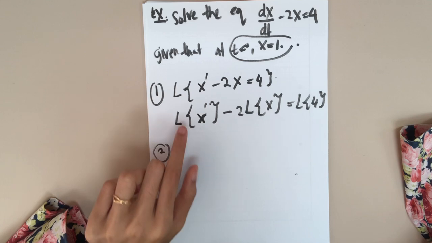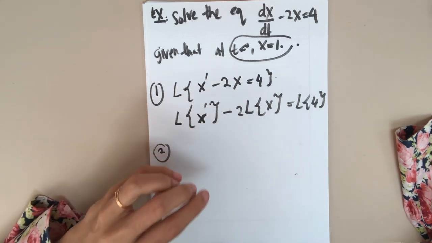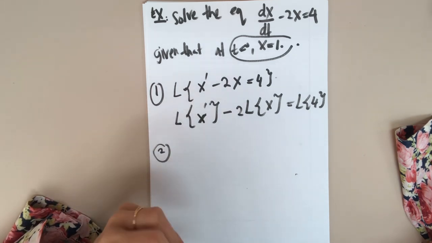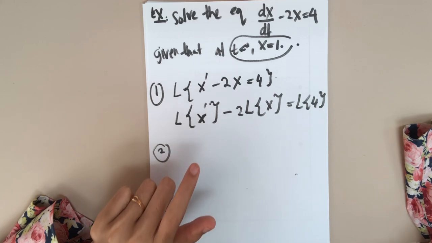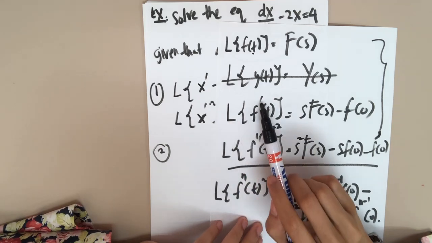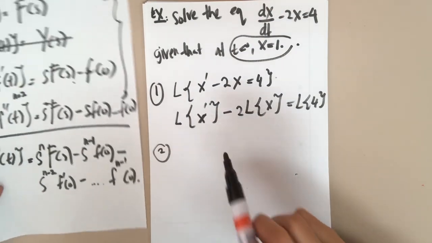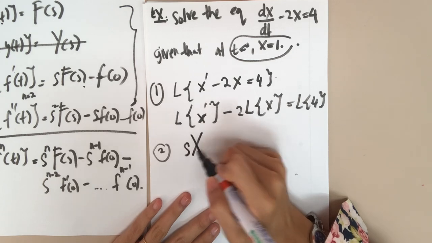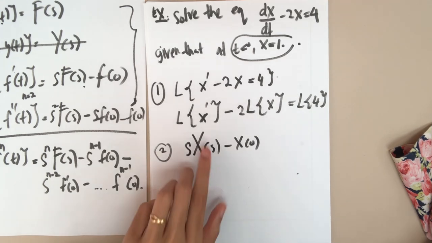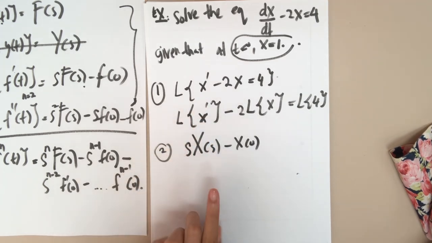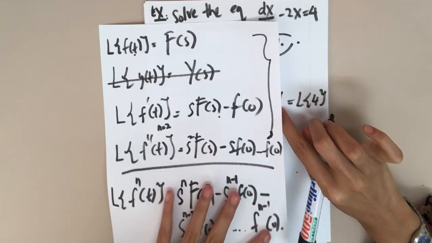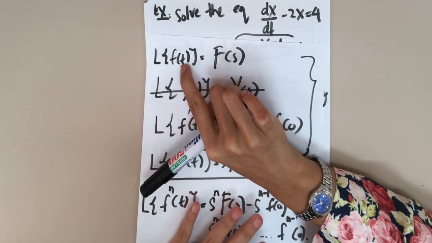So what is the Laplace transform of x prime? Like I said, sometimes it uses f, sometimes y, sometimes x. So by using the equation that I showed you previously, the Laplace transform for f prime is given by this. So the Laplace transform for x prime is given by s capital X(s) minus x(0). And then minus 2 times the Laplace transform of x.